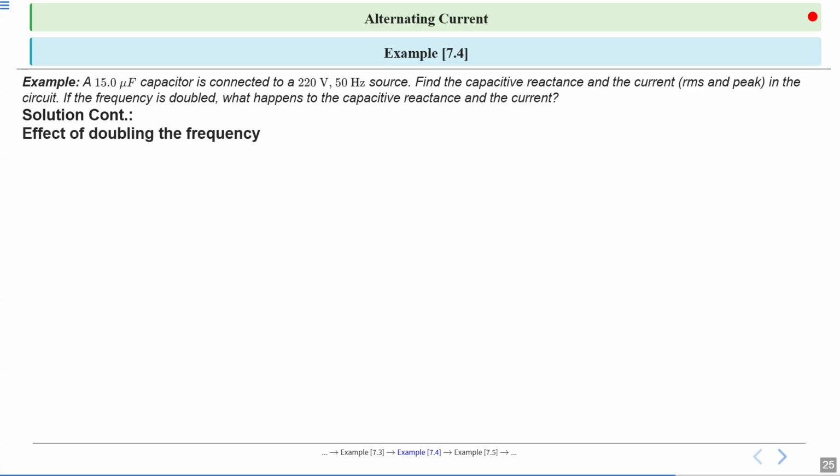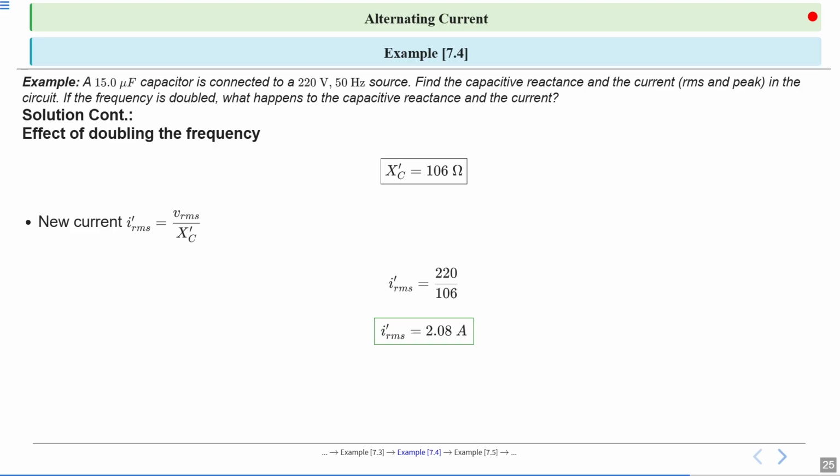Effect of doubling the frequency on the current. Capacitive reactance becomes half. So current IRMS is equal to VRMS upon Xc dash. Xc is becoming half and IRMS is inversely proportional to Xc. So if Xc is becoming half, IRMS will double, because it is inversely proportional to it. So IRMS will be equal to 220 upon 106, which is equal to 2.08 ampere.